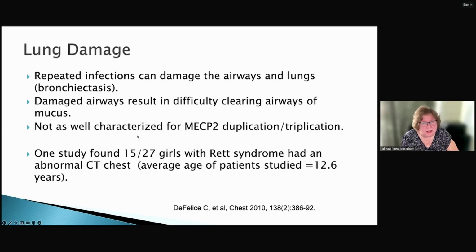Repeated infections can cause damage to the airways and lungs. One of the kinds of damage we see is called bronchiectasis, which basically is just structural damage to the airways that makes them not clear secretions as well. And so these damaged airways just make things worse for an area to have recurrent pneumonia or atelectasis. This is not as well characterized in MECP2, but in a study where they looked at some girls with Rett syndrome using a CT, they found that more than half had some evidence of bronchiectasis at 12 years of age.